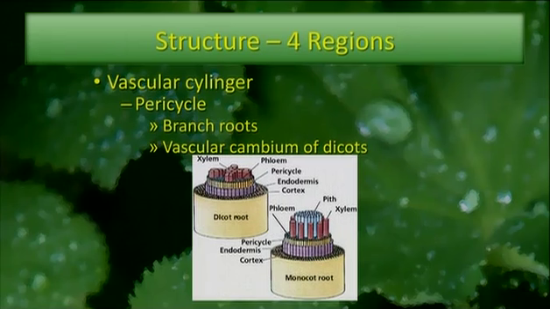Here you see a three-dimensional view of a dicot root, and you can see that the endodermis with the Casparian strip is here. The pericycle is just interior to that. Same with the monocot root: you have the pericycle right interior to the endodermis.